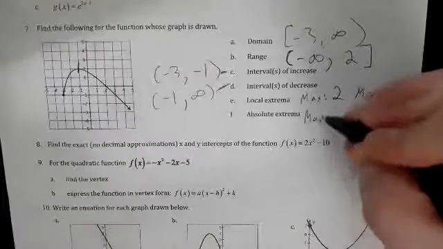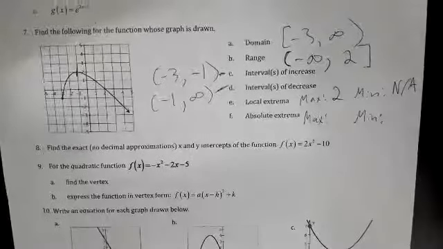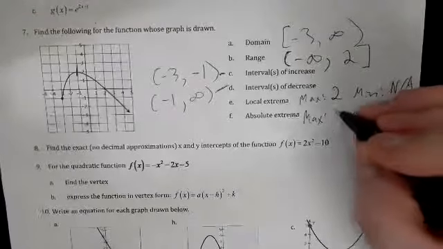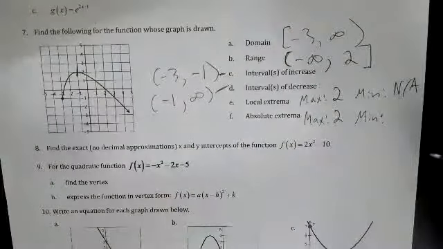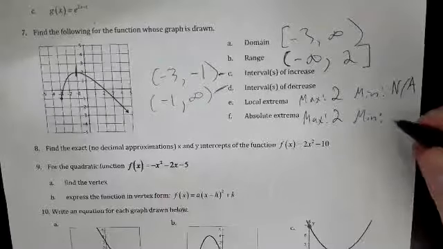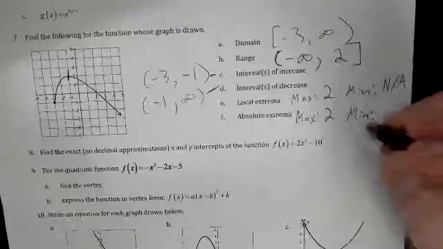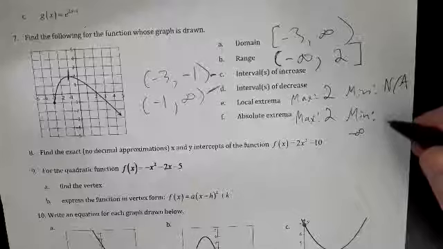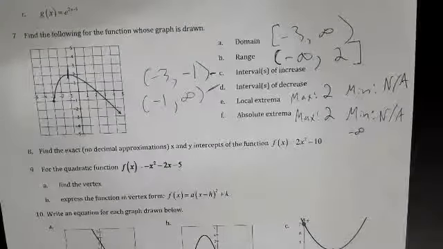What's my max here? What's my min? Absolute. What's my absolute max? It's 2 again. What's my min? Negative infinity. It's going off to negative infinity. If it's going off to negative infinity, what does that mean about my limit? There is none. Not available.